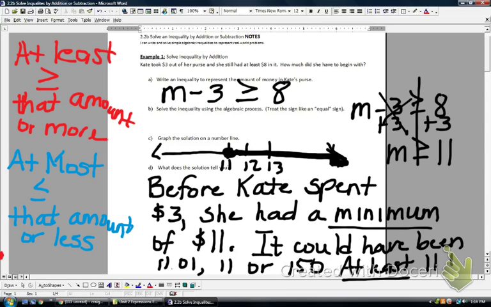Okay, so there is what I wrote. Before Kate spent $3, she had a minimum of $11. And then just to make sure that I understand that, I wrote it could have been $11.01, $11, or $150. We don't know. But she had at least $11.